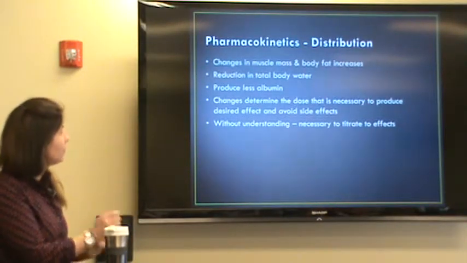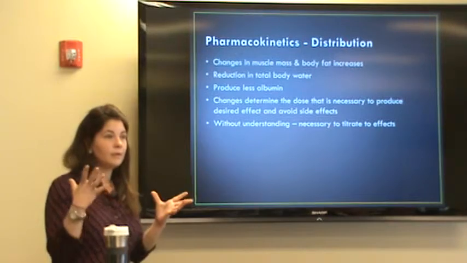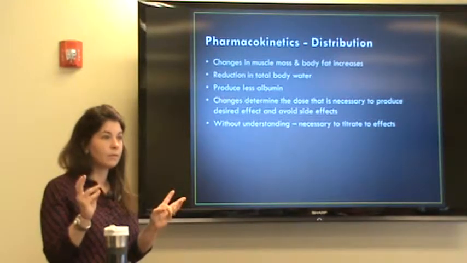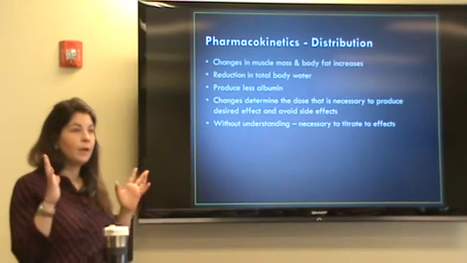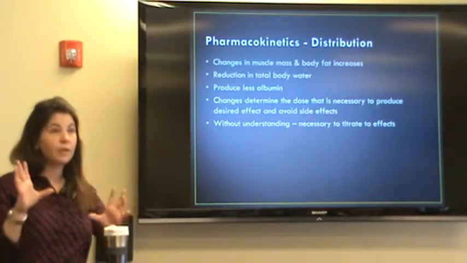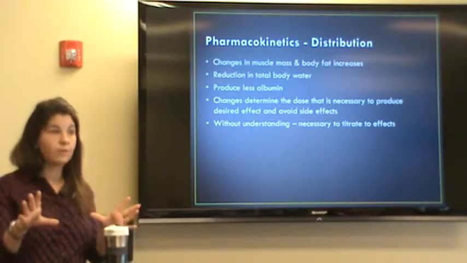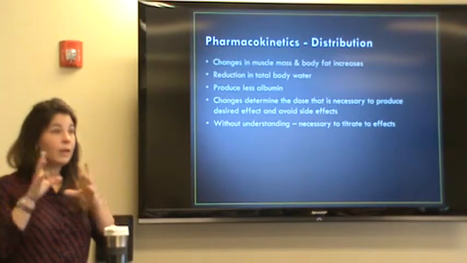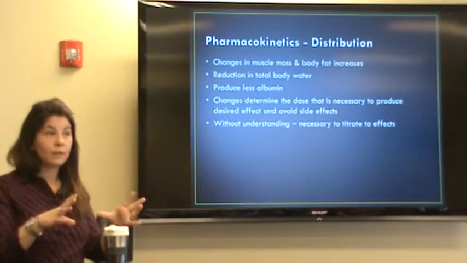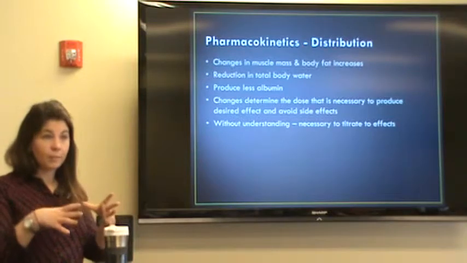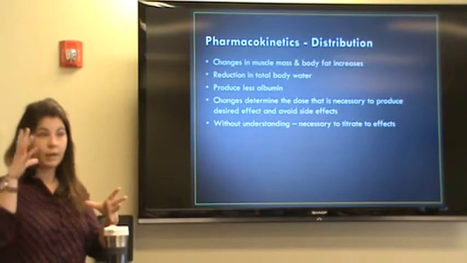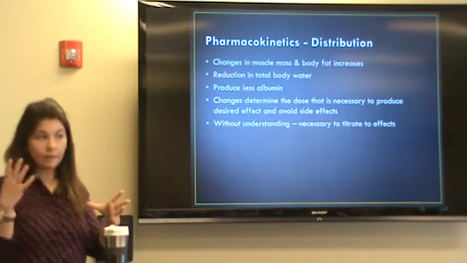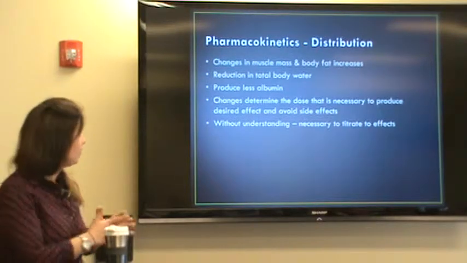So we see changes in their muscle mass. Is the muscle mass in elderly patients going up or going down? Going down, right? So if a drug is distributed in muscle, it's going to be less distributed into their muscle in elderly patients. So if it's not going into their muscle, where is it going to stay? It's going to stay in their blood, right? And it's going to have more effect and more side effects, okay?